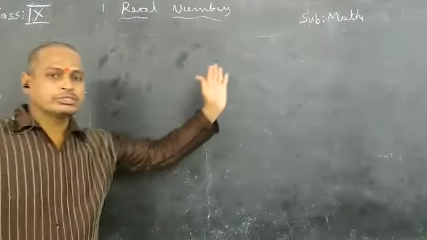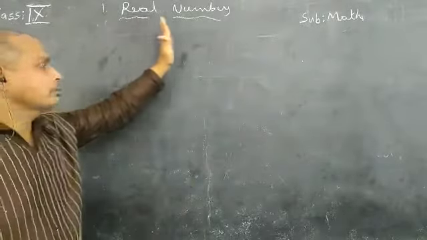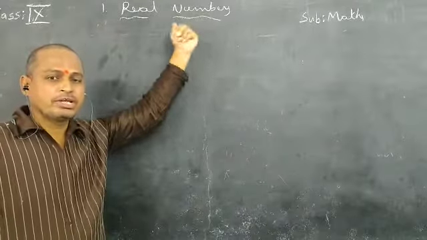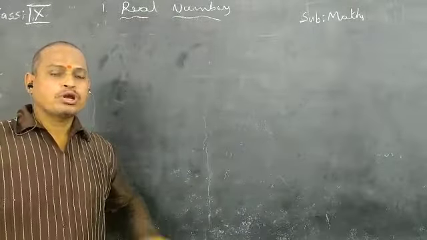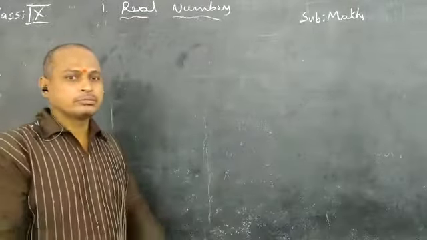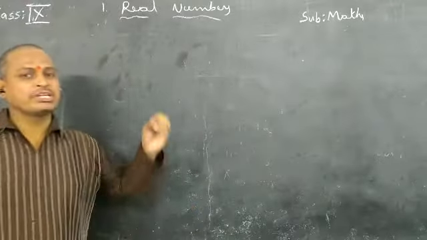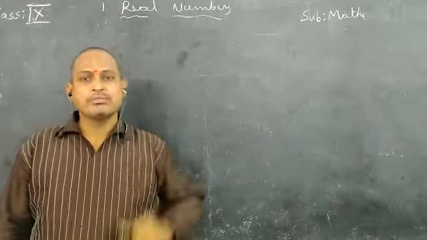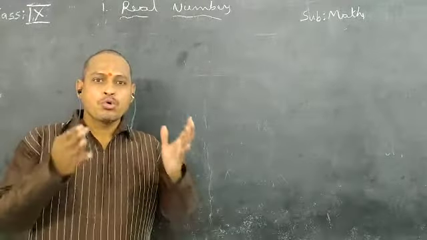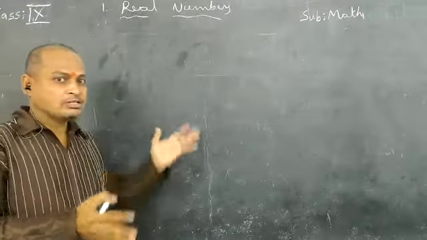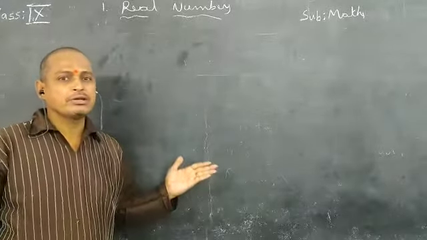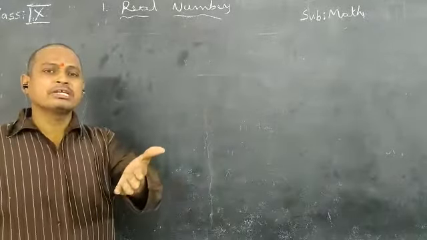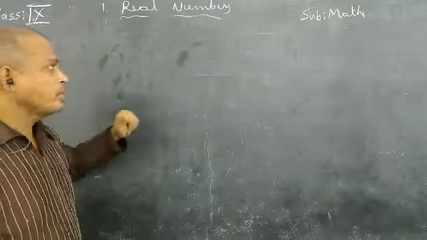Today we will discuss the first chapter, Real Numbers, for 9th class children. So what are real numbers? The combination of rational numbers and irrational numbers is called real numbers.